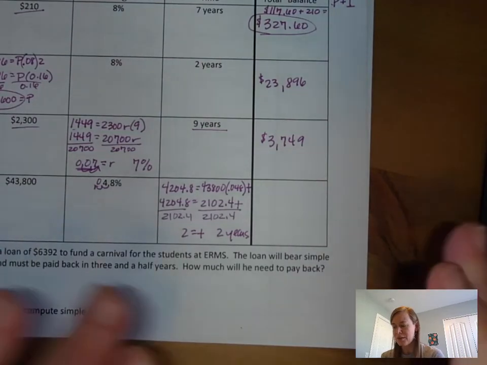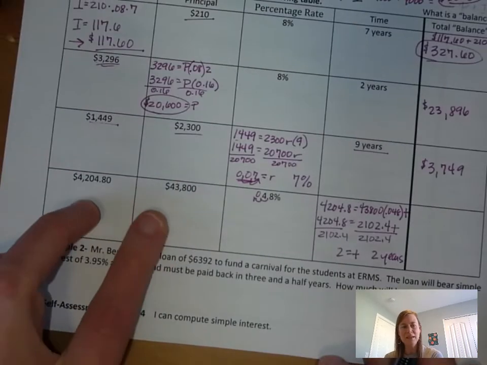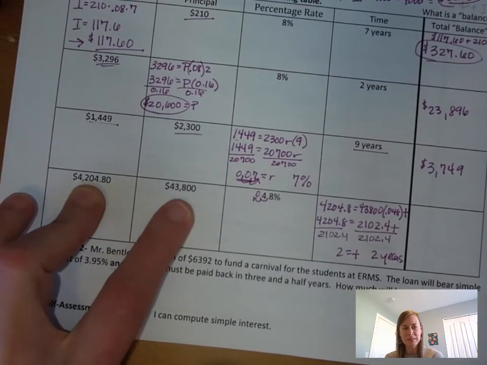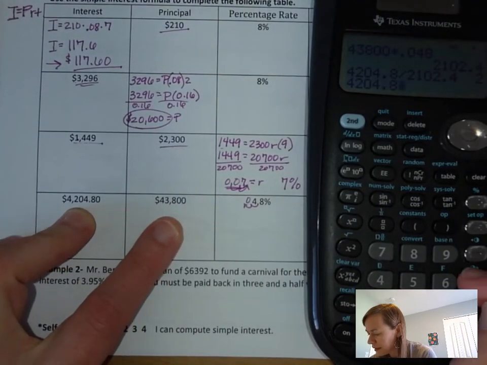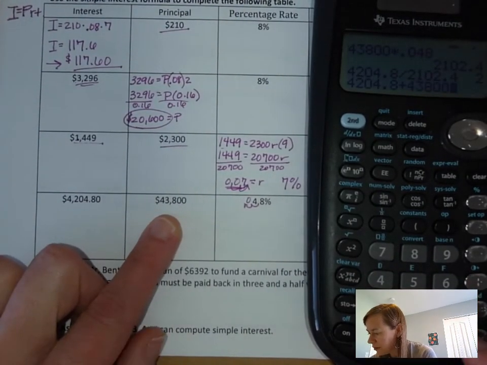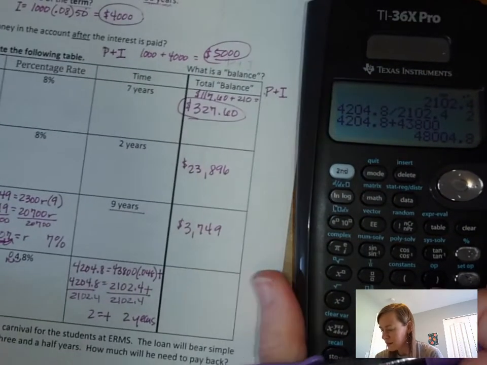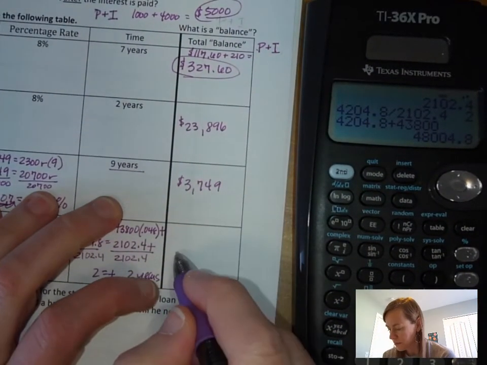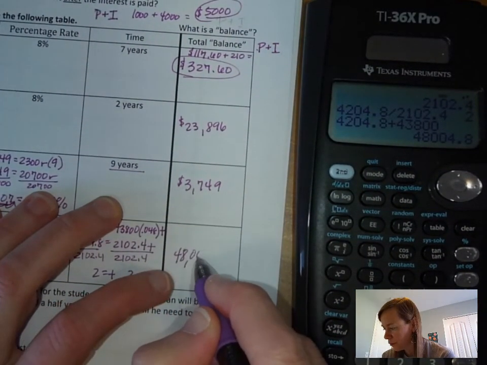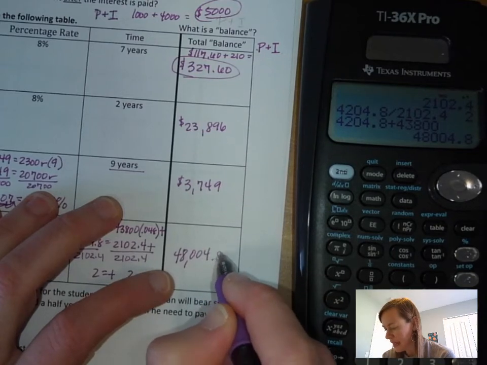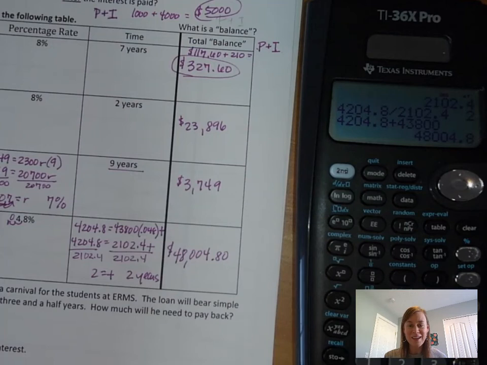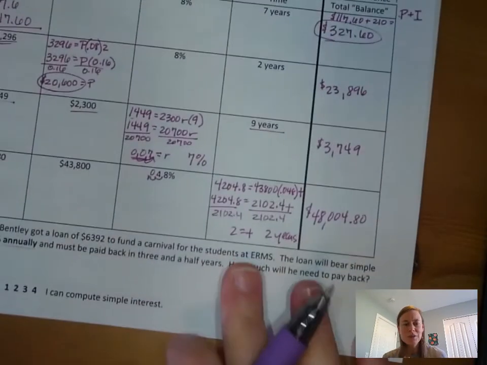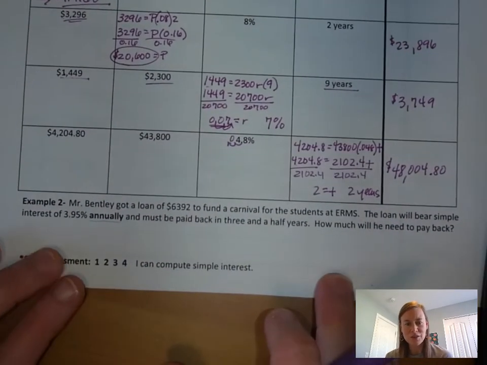Okay, cool. So now let's find our total balance by adding the interest plus the principal together. So 4204.8 plus 43800, you're going to get $48,004.80 for your total there. Okay, hope you're feeling good about that. Let's do one more example and then I'll kind of introduce you to your assignment.